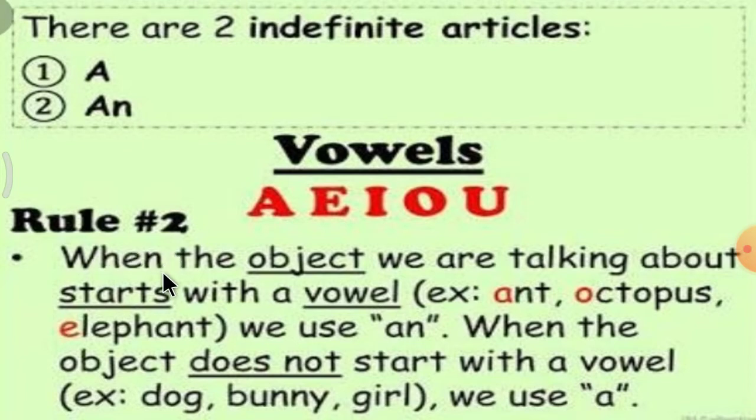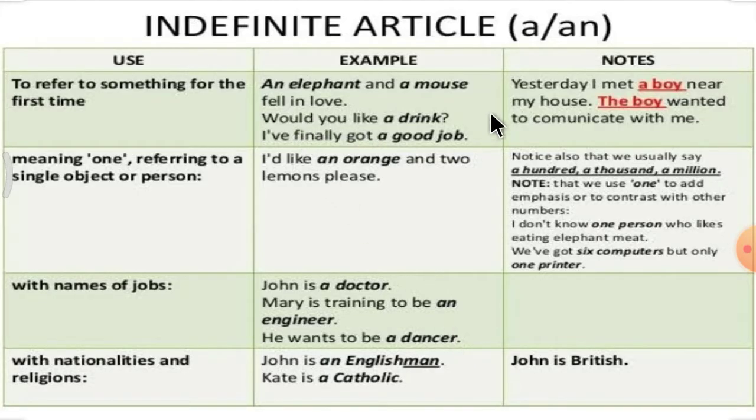Let's see rule number 2. When the object we are talking about starts with a vowel, that is A, E, I, O, U, for example, ant, octopus, elephant, we use an. When will we use a? We use a when the object does not start with a vowel. For example, dog, bunny, girl, we use a with a consonant. Now, indefinite articles a or an, let's see use and examples and extra notes.